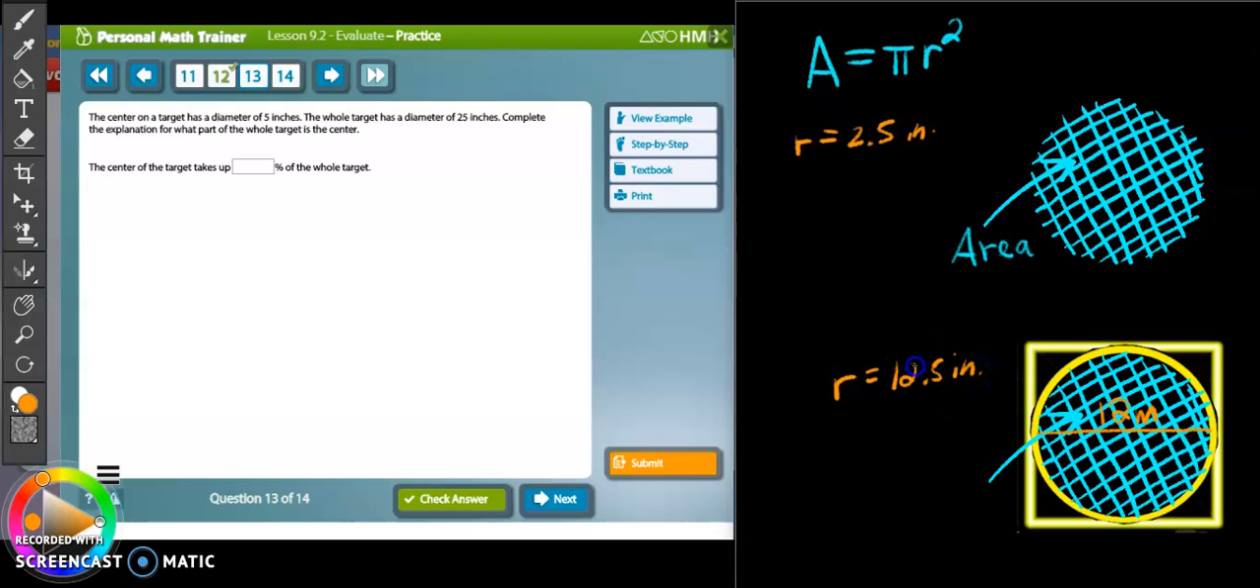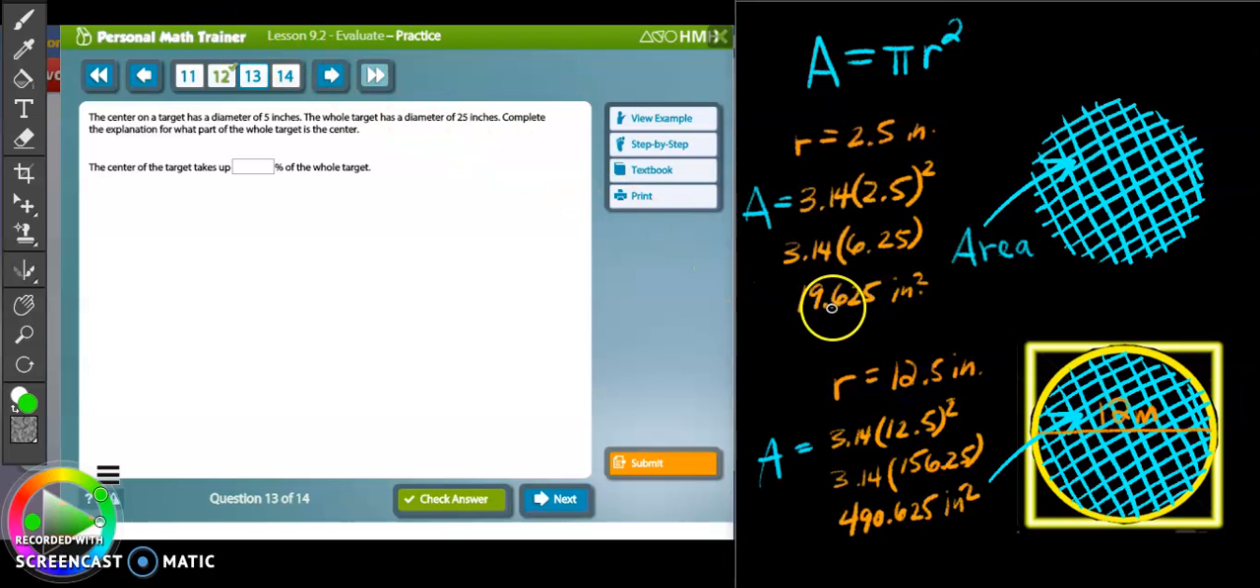And I'm actually going to do some math. I'm going to pause this video and skip ahead a little bit. Alright, so if you want to pause the video for a moment and check out my work, you can. But I found that the smaller area is 19.625 inches squared, or square inches, and the bigger area on the target is 490.625 inches squared.